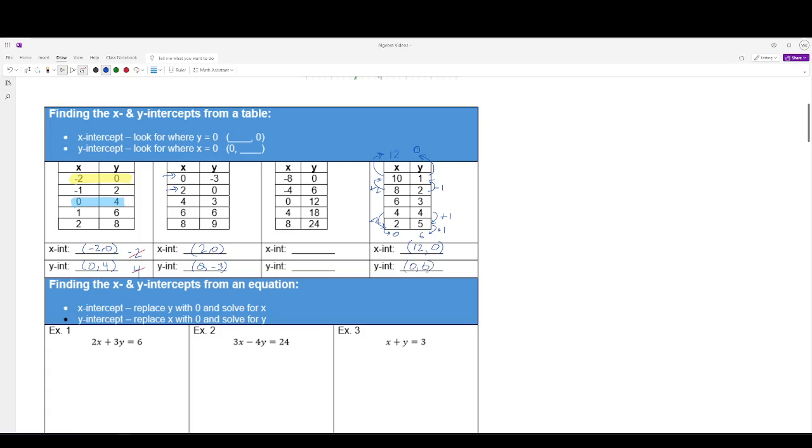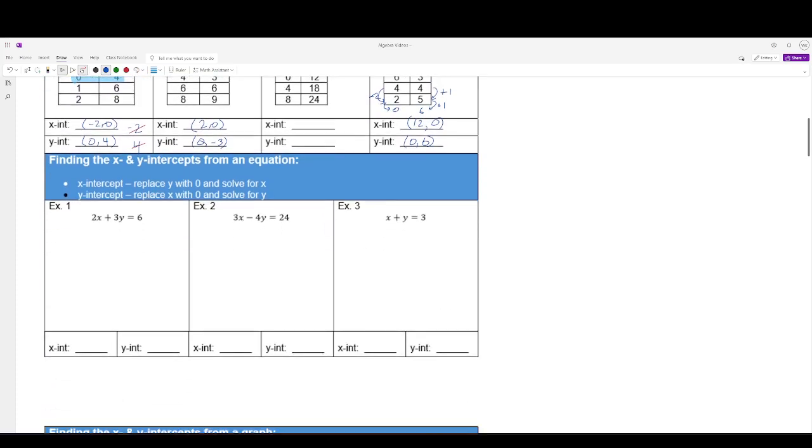So if your value is missing in the table, you follow the rise and run pattern to find the missing value. If we have an equation, then we basically do the opposite. Instead of looking for 0, we make something 0. So if I could show you physically, I usually like to cover these up. So I'll cover it up with a marker instead.